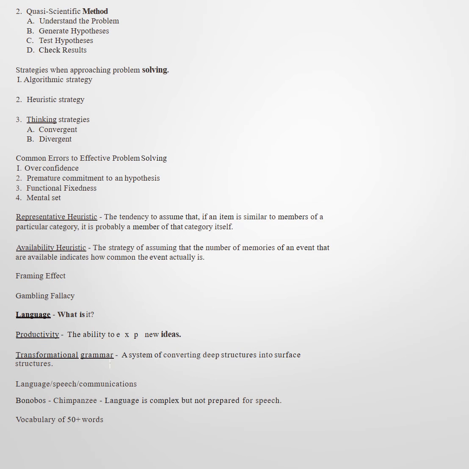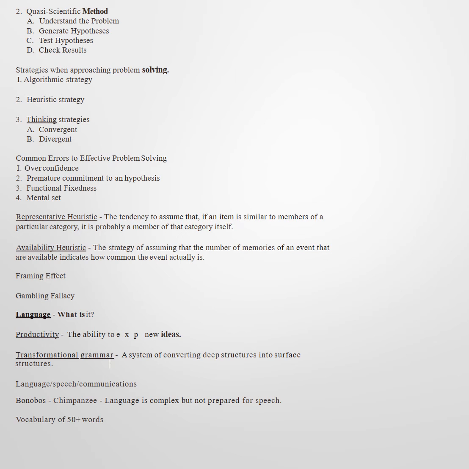We're more likely to use heuristic strategies, which are common sense ones. So if you have sniffles, a fever, and a sore throat, the heuristic strategy might be that you have a cold. But of course the problem with heuristic strategies is they can be wrong. Sometimes thinking strategies converge and sometimes they diverge. Some of the errors that are common to ineffective problem solving include being overconfident in your solution, jumping to conclusions prematurely, not being able to see things in novel ways called functional fixedness, and of course your mental set.